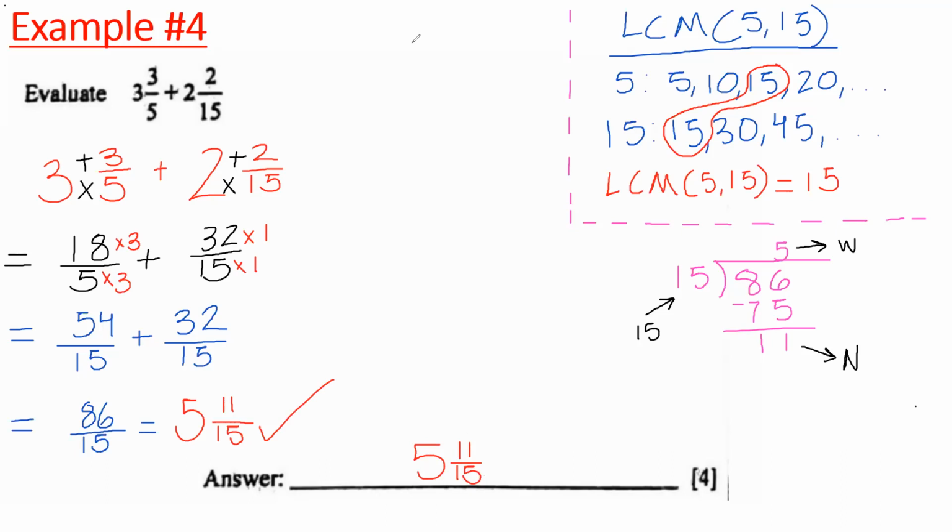So you first have to multiply 5 by 3 plus 3, which is 18. And then you have to do the same for 2 times 15, which is 30 plus 2 is 32. And then you have to find the LCM of 5 and 15, which is 15. Then you multiply them by 1 and 3, which gets you 54 over 15 plus 32 over 15. And then you add it up, which you get 86 over 15, which equals 5 and 11 over 15.